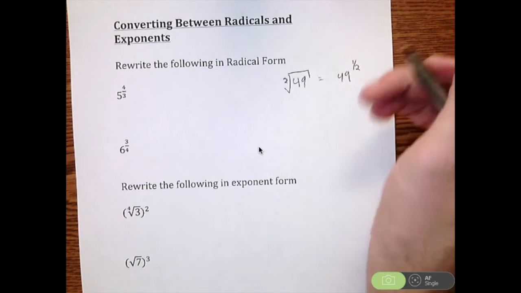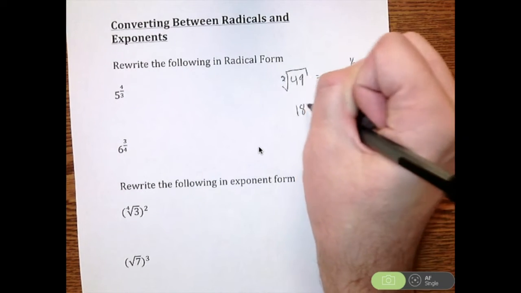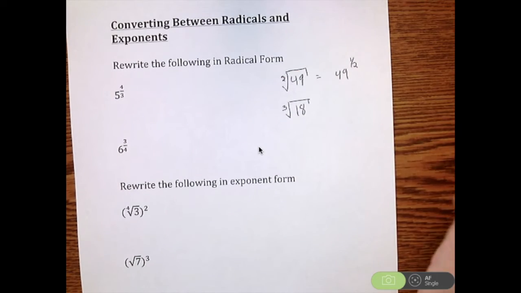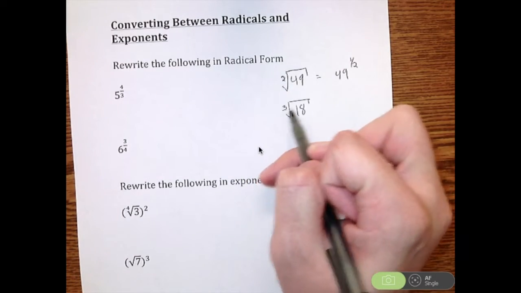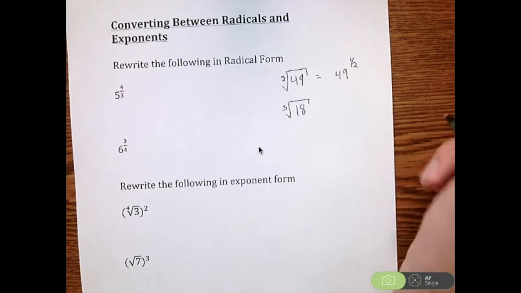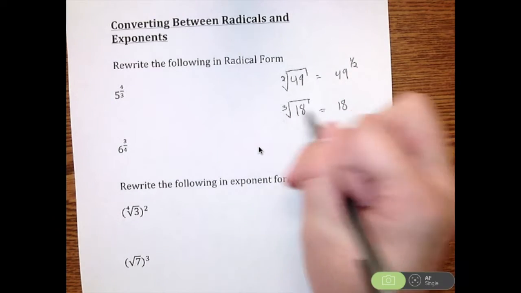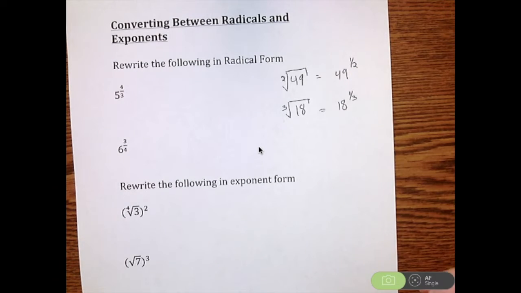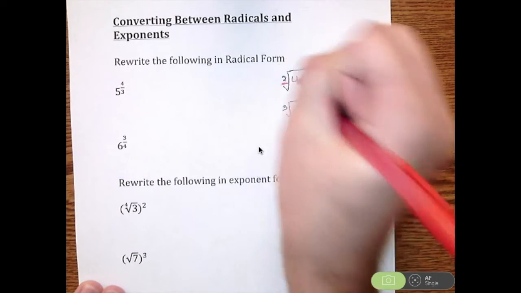So if I'm taking the square root of 49, that's the same, in rational exponent form, as 49 to the 1/2 power. Another example is if we have, say, 18 in our root, and we're taking the third root of it. It's not a square root, it's the third root. Well, the base is 18, so the base is still going to be 18. But if you're going to take the third root of something, that's like taking it to the 1/3 power.